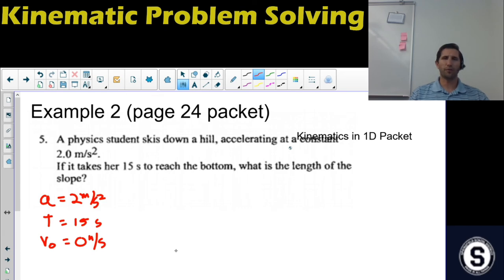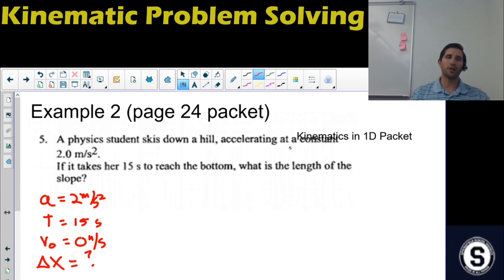Well, that's just a different way of saying how far did they ski from the top to the bottom? Or another way of saying, how much has their position changed from the top to the bottom of the hill? That's a displacement. So I'm going to write delta x equals question mark.